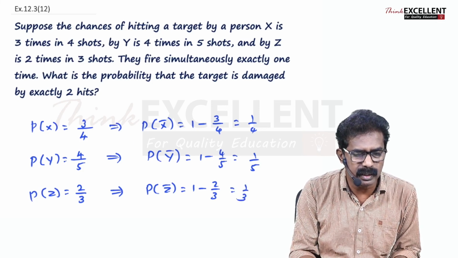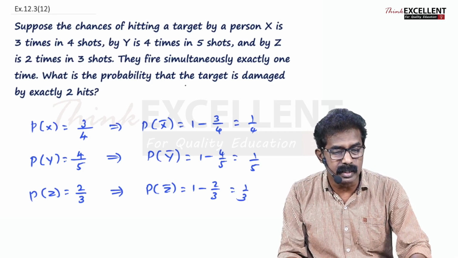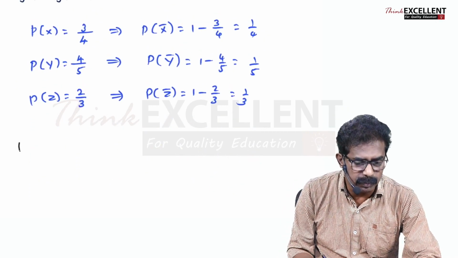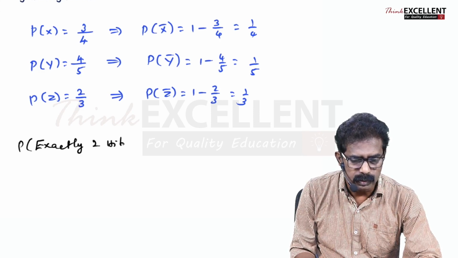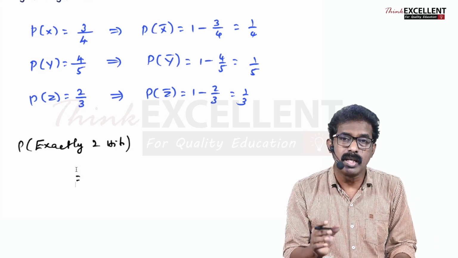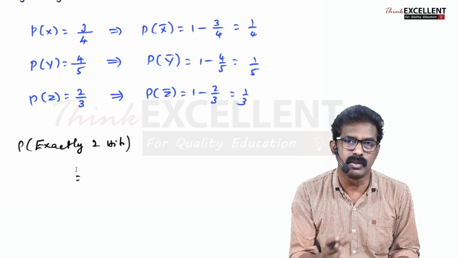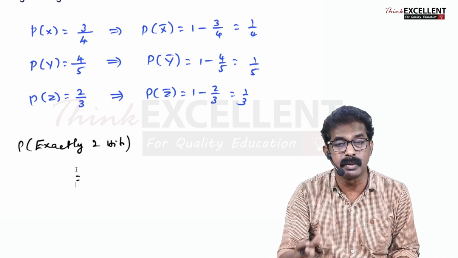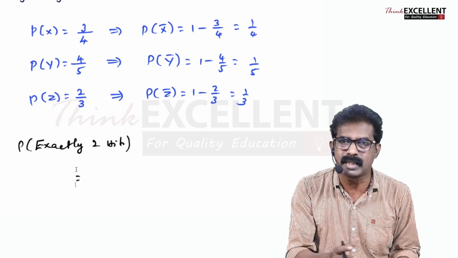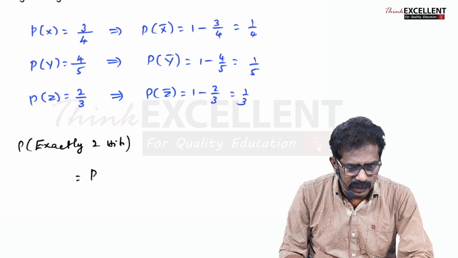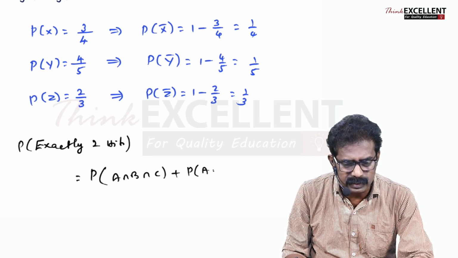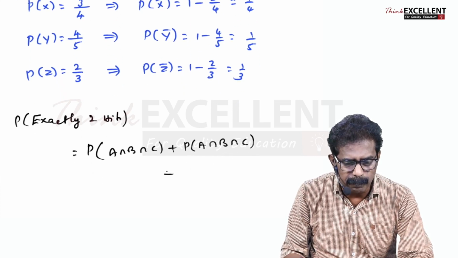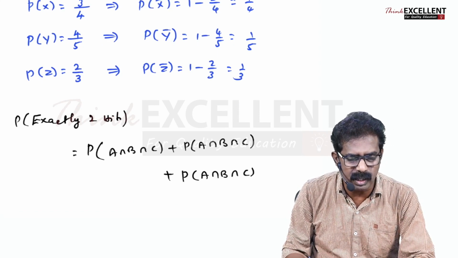See what they asked here. What is the probability that the target is damaged by exactly 2 hits? Probability that exactly 2. So in the previous video I taught only one of them solved, right? Exactly one solved. So A solved, B and C not solved, or B only solved, or C only solved. Same way here, exactly 2. So easy method, you write like this: P of A intersection B intersection C bar plus P of A intersection B bar intersection C plus P of A bar intersection B intersection C. Exactly 2 of them solved.